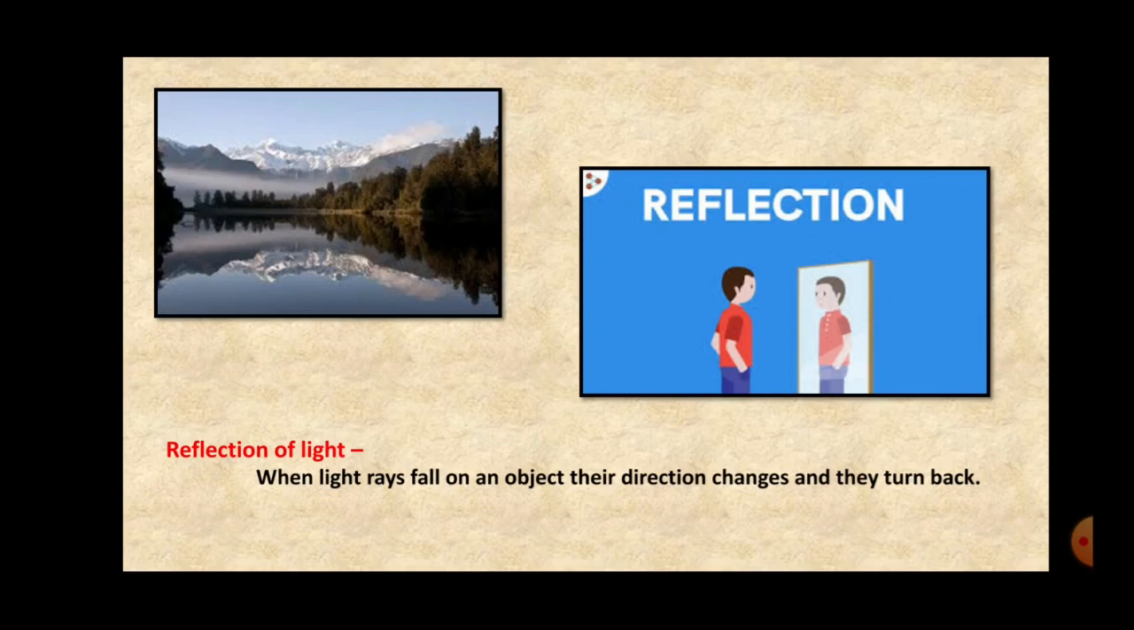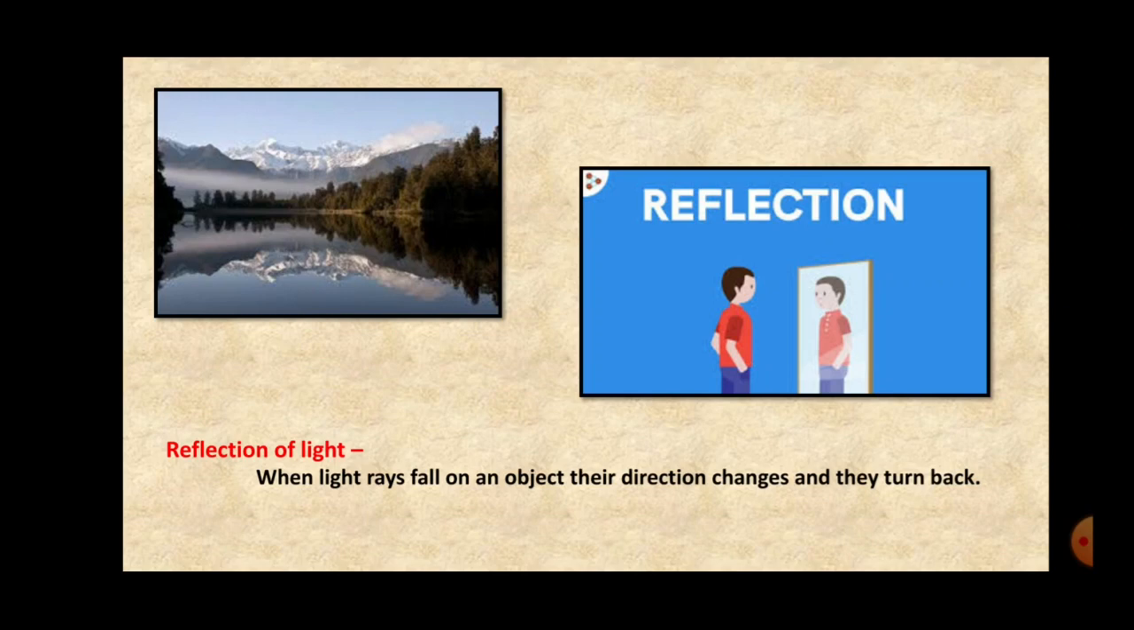So this is called reflection of light. Because of the reflection of light, we are able to see the things around us. So when light rays fall on an object, their direction changes and they turn back. This is called reflection of light.